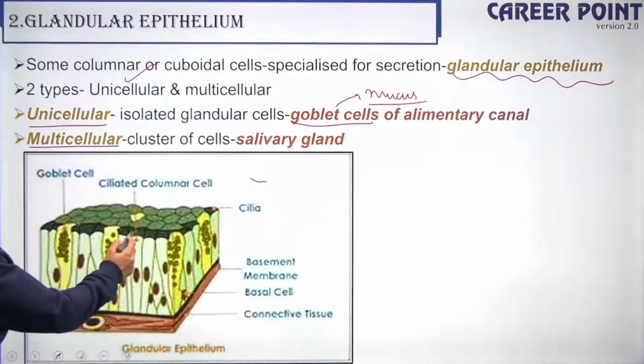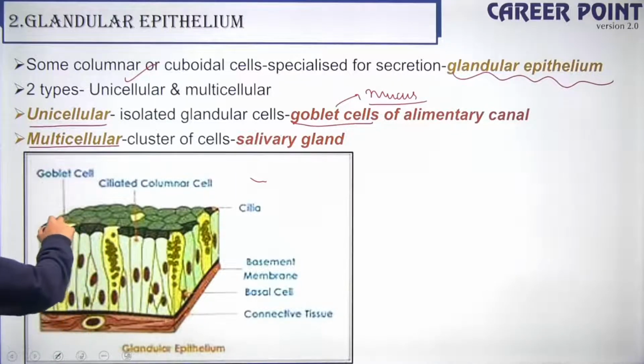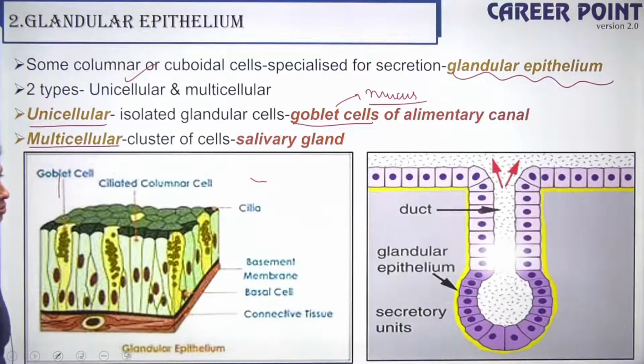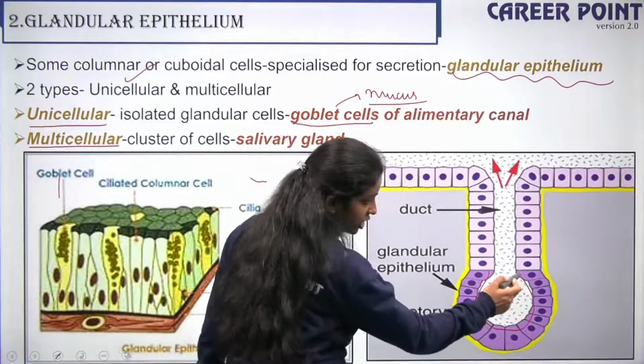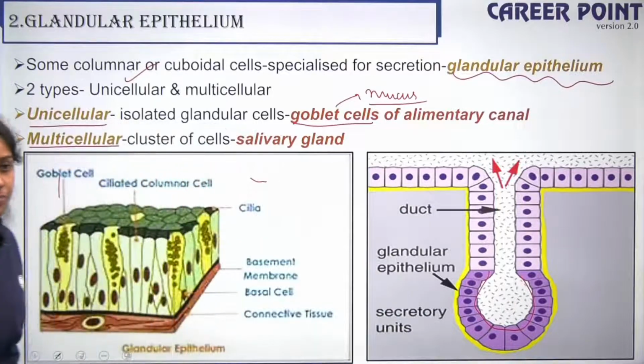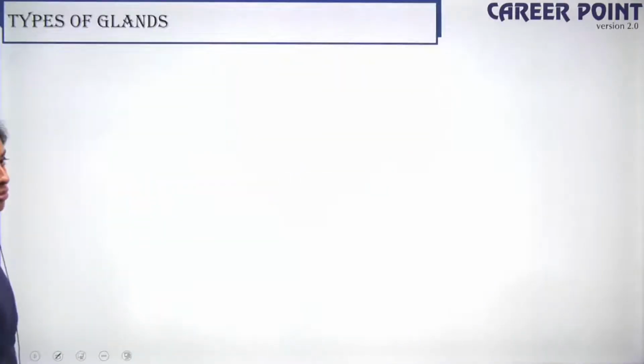Here they have your columnar cells. Here you have your goblet cells. Their specialized role is secretion. In glandular epithelium, can you see you have columnar cells or cuboidal cells arranged here? The main role is secretion. Alright, so these are the two modifications.